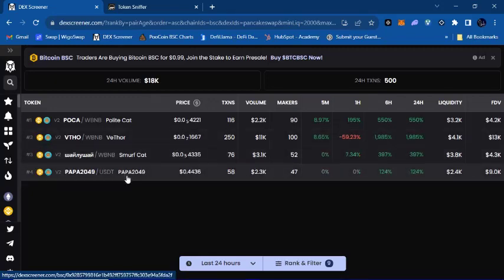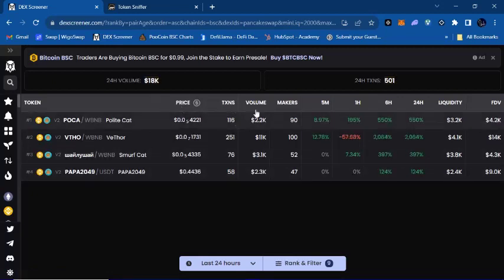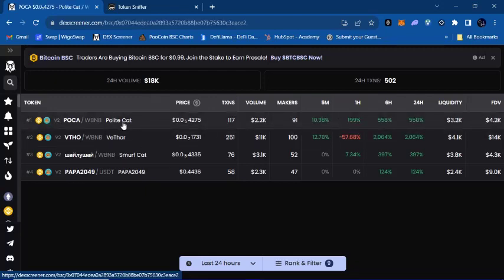Now, bear in mind, this is still risky because you don't really know these tokens. You don't know the people that created them and all that. If you look, you can see their price, transactions, the volume that has been traded, the number of unique wallets that have traded these particular tokens, the liquidity, and the fully diluted value. Bear in mind, the makers doesn't mean that 90 people have traded it. It means that 90 unique wallets have traded it. So one person could have, let's say, 25 wallets and trade it at the same time, in order to give it a look of credibility. You still need to be careful. So let's check Polite Cat.